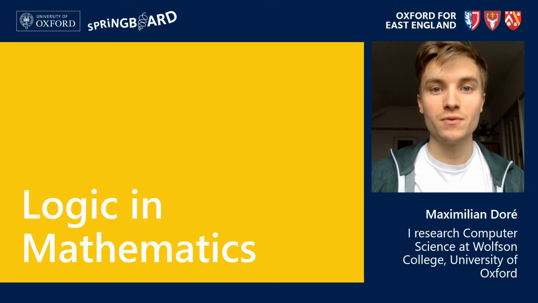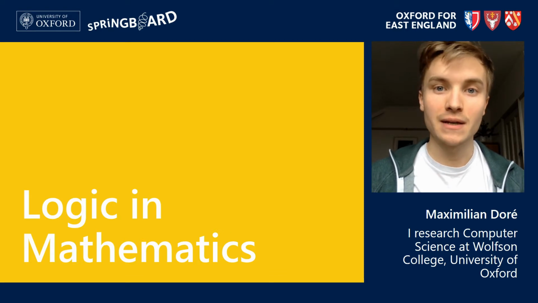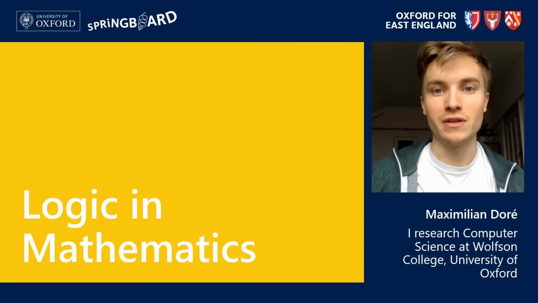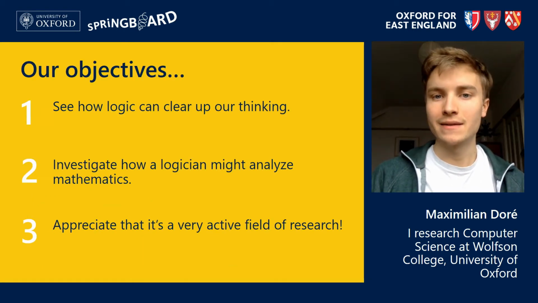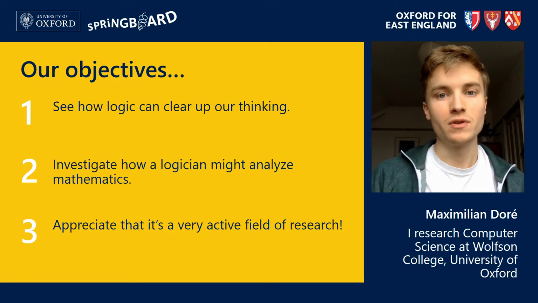I'm a doctoral student in computer science at the University of Oxford, and I would like to talk about my research field, which is about devising a logic for mathematics. When I say logic for mathematics, it's of course not clear what I mean by that. So the first thing we'll do is understand what logic is all about, what logicians do, and what it means to devise a logic for something.